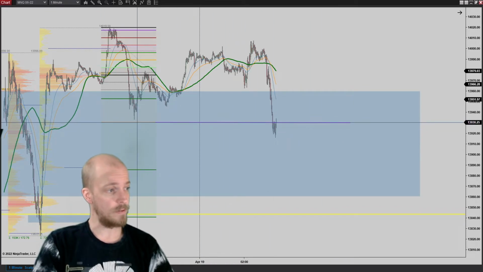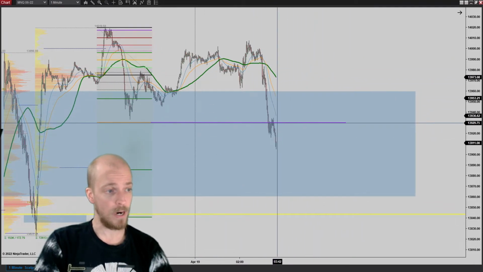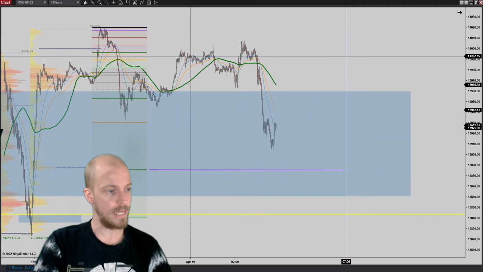Now, notably, there really wasn't much of a response at the 1-to-1. This is that orange line right there. So that does tell us that if we stay underneath this for the most part, which it is, we should be gunning for that 2-to-1 objective next, which would be right there.